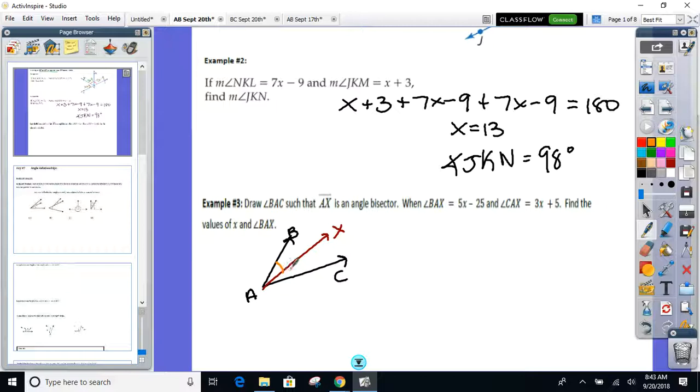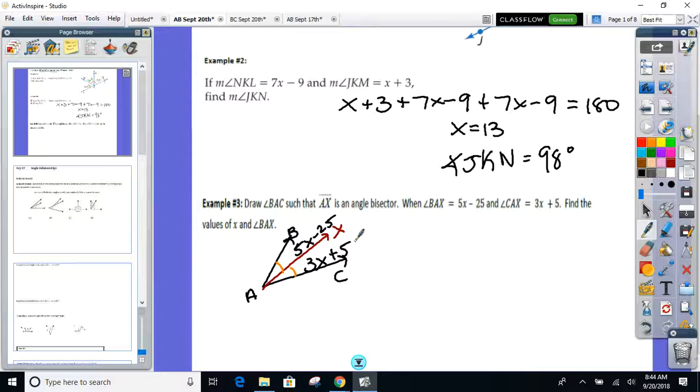Okay, so we got the diagram down. BAC being cut in half. And then we have BAX being 5x minus 25, and then CAX being 3x plus 5. We're looking for the values of X and BAX. So go right ahead. See what you can do on your own there.